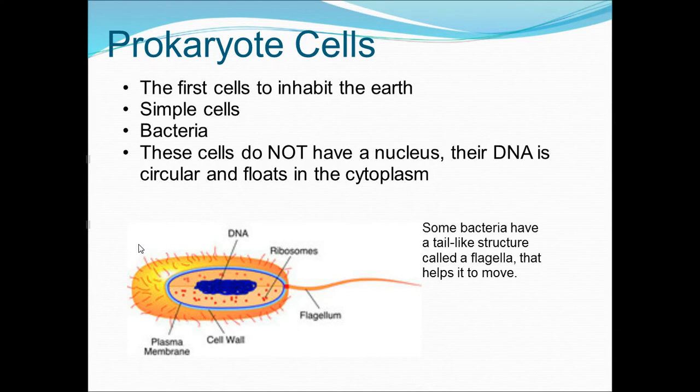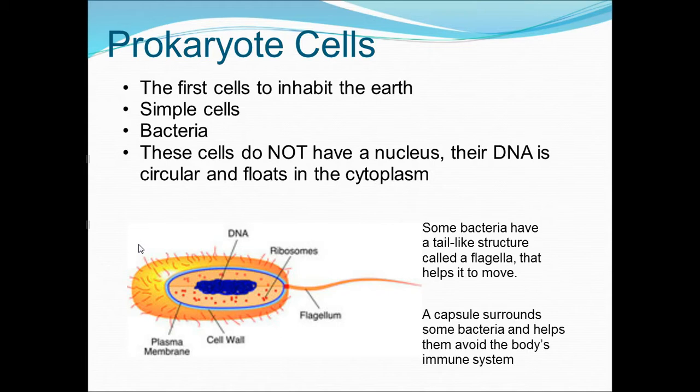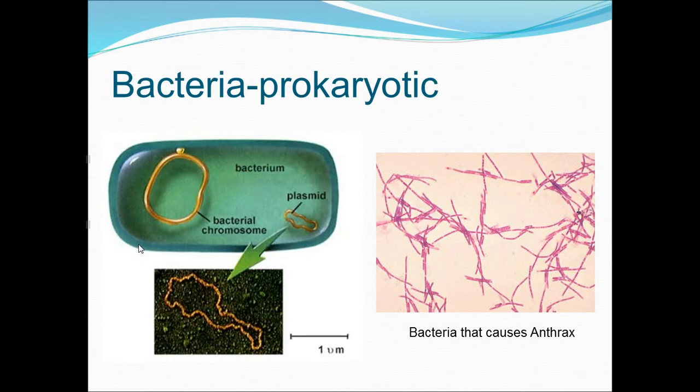Some bacteria, but not all, have flagella, which is a tail-like structure that helps it move. And some bacteria also are surrounded by a capsule, which basically allows them to survive through the body's immune system to some extent. It's a protective thing. Here are some examples of bacteria, which again are prokaryotic cells. They do not have a nucleus.